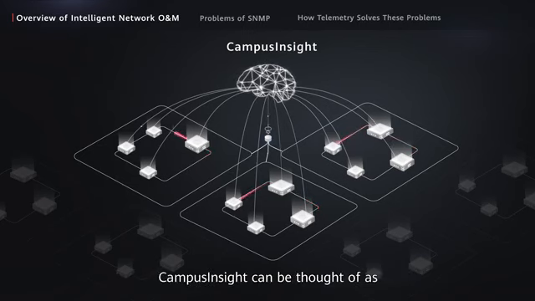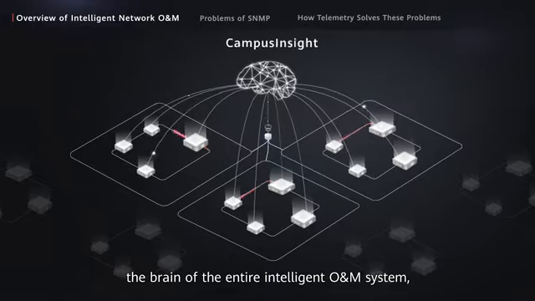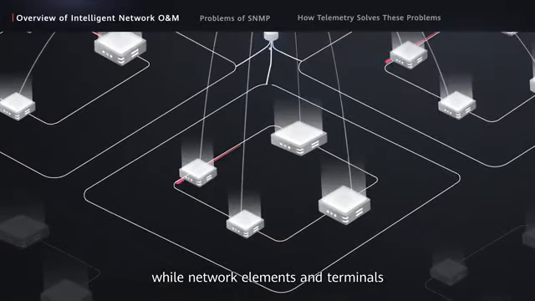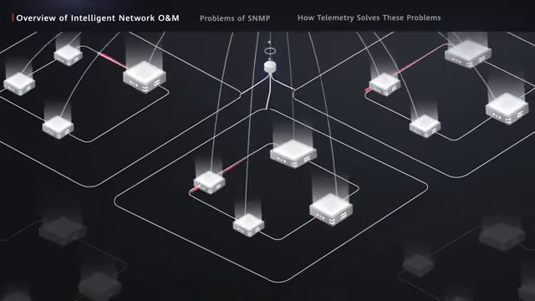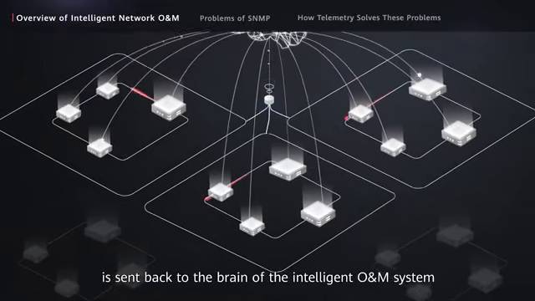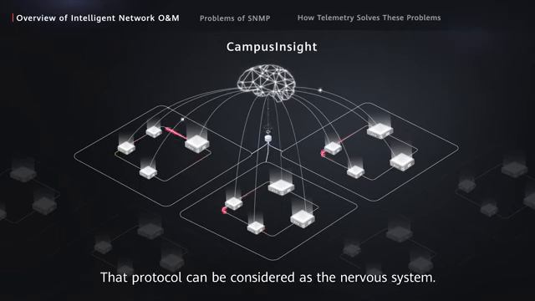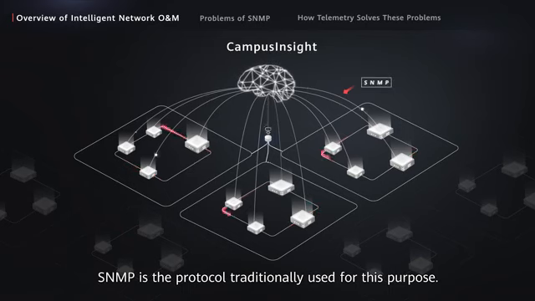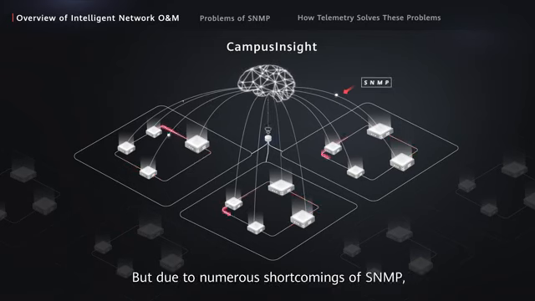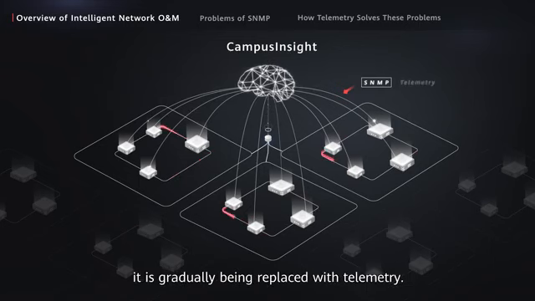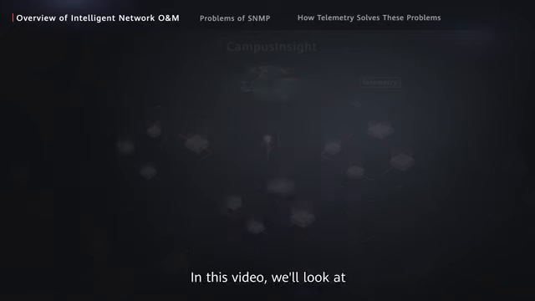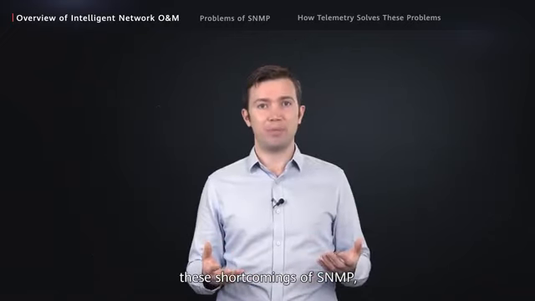Campus Insight can be thought of as the brain of the entire intelligent O&M system, while network elements and terminals are like the torso and limbs. The collected network service data is sent back to the brain of the intelligent O&M system in compliance with a certain protocol. That protocol can be considered as the nervous system. SNMP is the protocol traditionally used for this purpose. But due to numerous shortcomings of SNMP, it is gradually being replaced with telemetry. In this video, we'll look at these shortcomings of SNMP and how telemetry helps to overcome them.